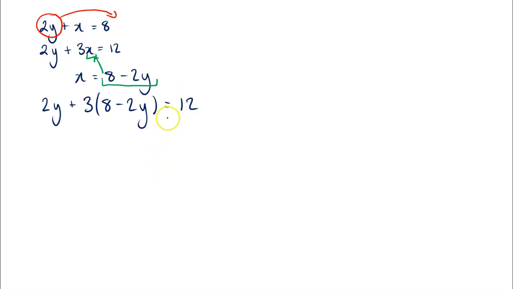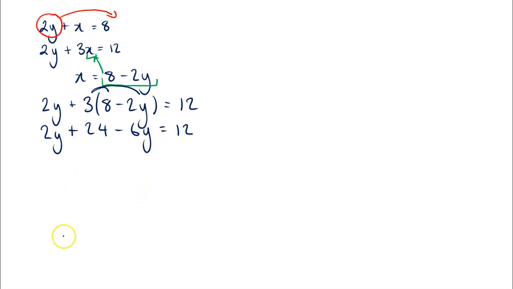And now we're going to deal with those brackets by expanding them out. So I need to multiply everything inside the brackets by 3. The 2y is going to stay there. Plus, and then I'm going to do 3 times 8, which is 24. And then I also need to multiply 3 by minus 2y. And so this is going to be minus 6y. And this is still equal to 12.